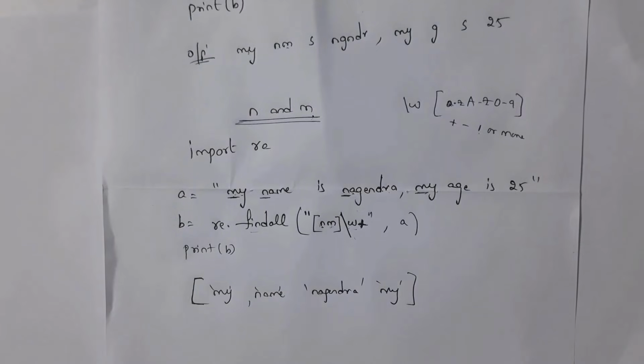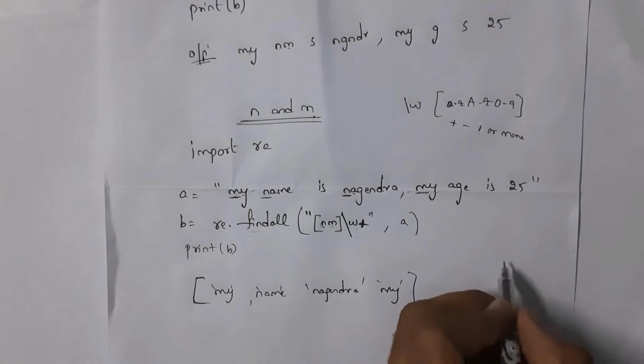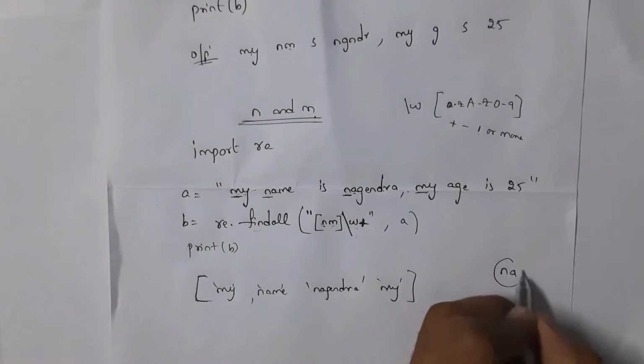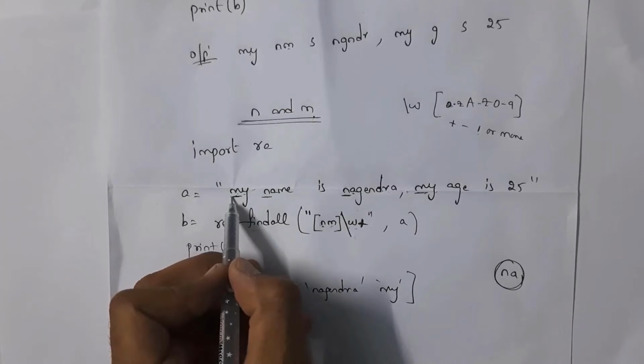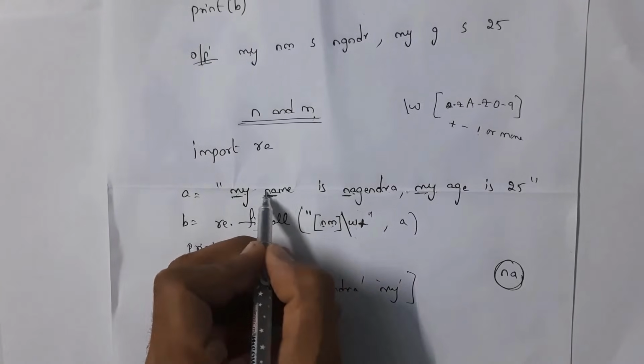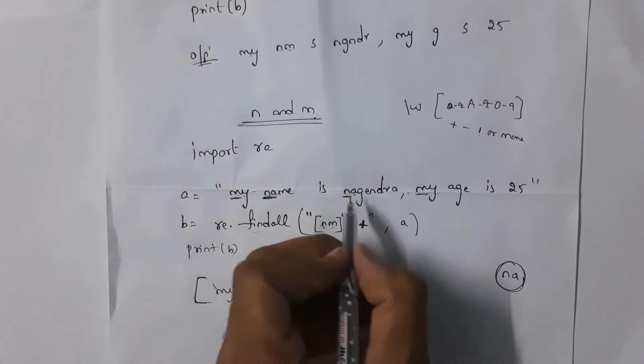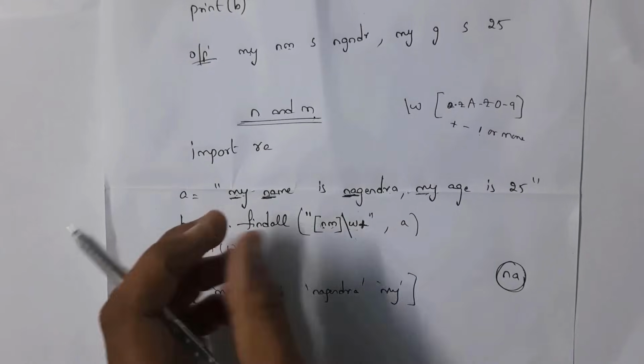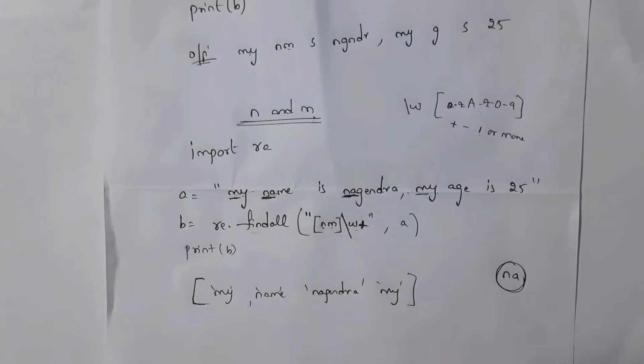Next I will explain a Python program to print words that start with NA. I want to print only words that start with NA. In this text, what are the words that start with NA? The first one is name. See, name starts with NA, and next is Nagendra. Nagendra also starts with NA. I want to print only these two words that start with NA.